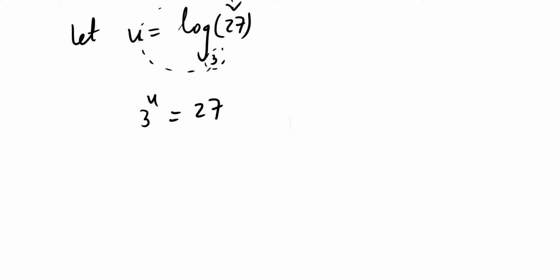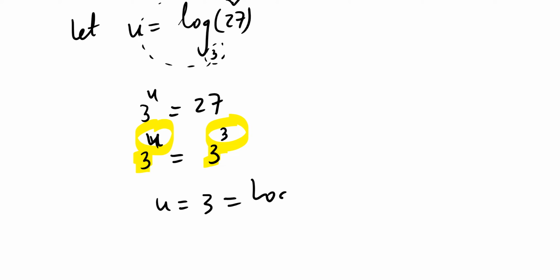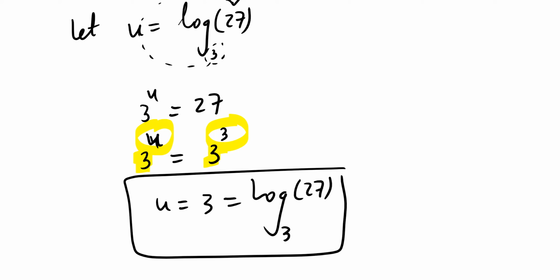And in the previous section, we learned how to solve such kinds of equations. The first thing we need to do is prime factorize the 27 as 3 to the third power. Now they have the same base. We can set the exponents, u and 3, equal to each other. And that's what I'm looking for. So this tells me that log of 27 base 3 is exactly 3.